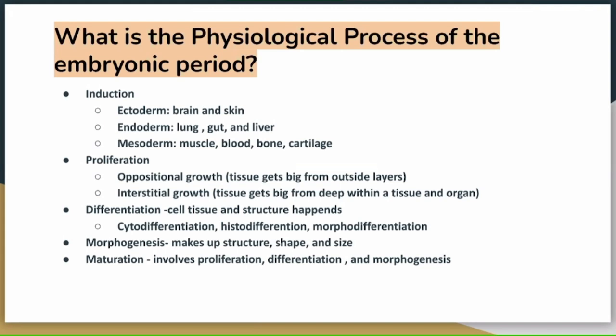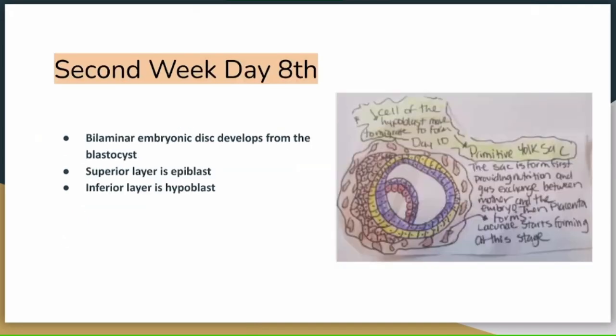So, what is the physiological process of the embryonic period? We have induction, in which ectoderm, endoderm, and mesoderm form, then proliferation, appositional growth, and interstitial growth. Differentiation, where cell tissues and structures start to happen. Morphogenesis, ending with maturation.